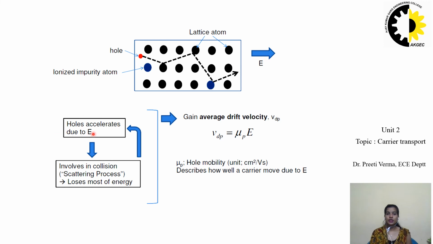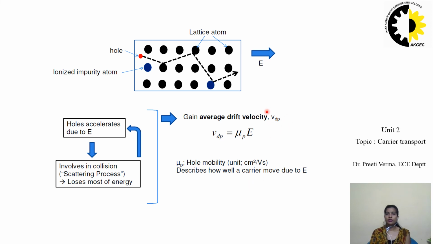So the hole accelerates due to the electric field. When the electric field is applied, the hole gets accelerated and moves throughout the material. It has some collisions, and involved in the collision and scattering process, it loses most of its energy. Then again it gains energy from the electric field and starts moving. Then again a collision occurs, and this process continues. So we get an average drift velocity, because sometimes the speed increases and sometimes it decreases. So we need to study the average drift velocity.